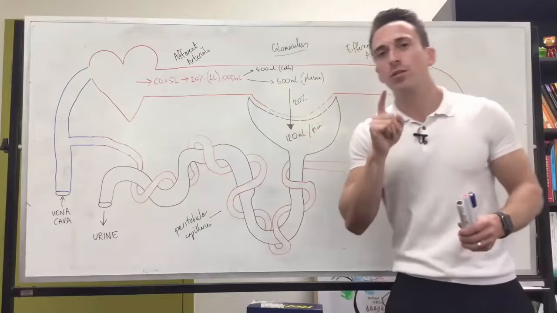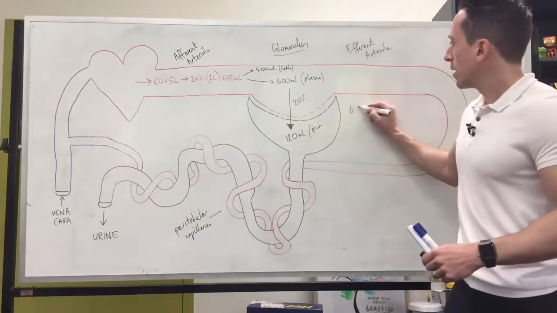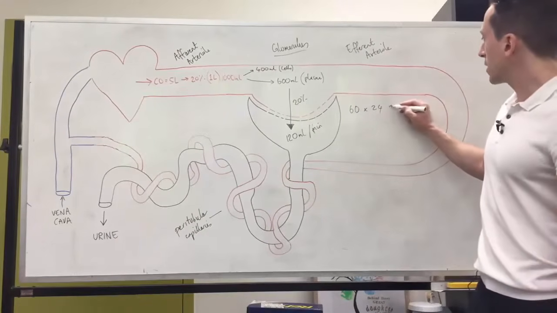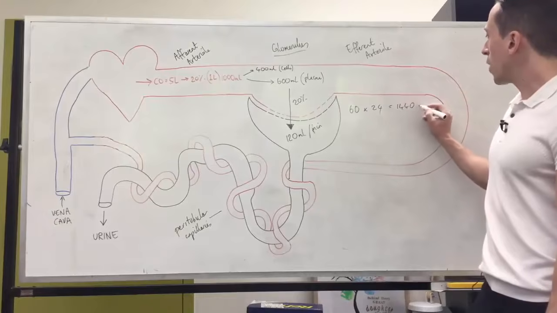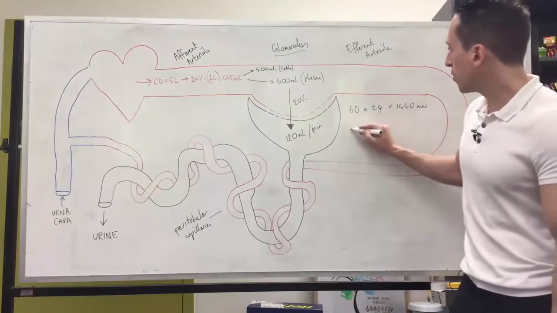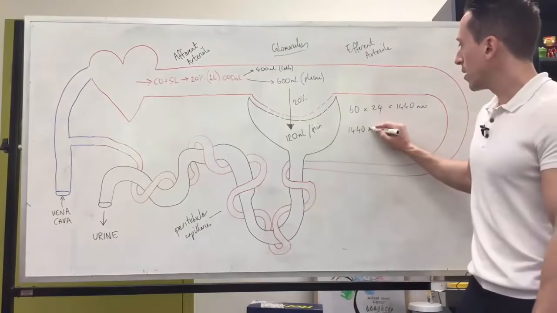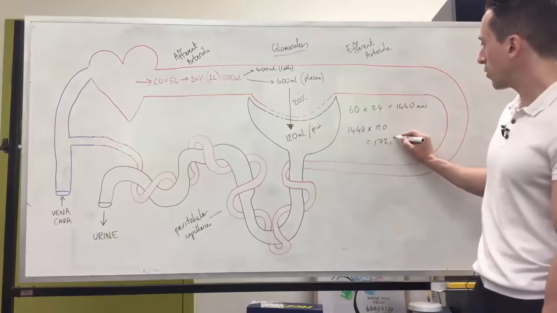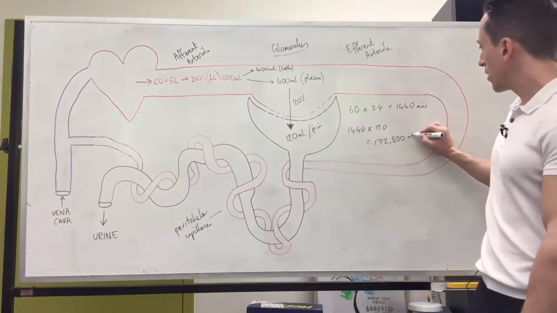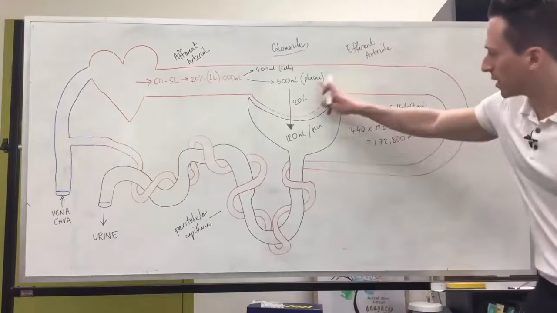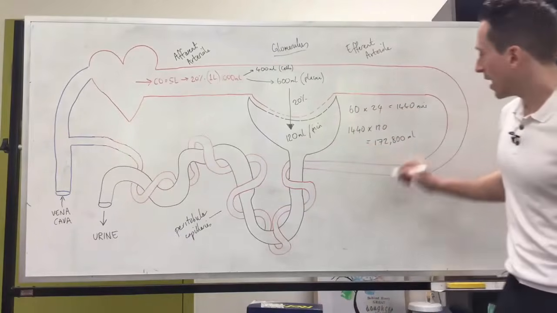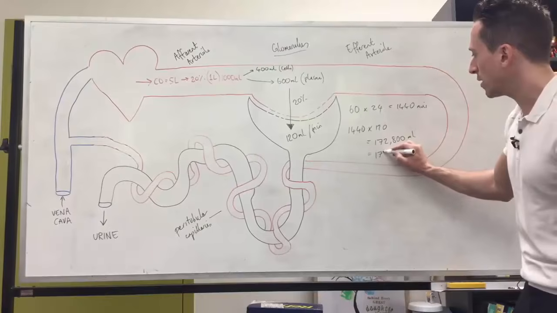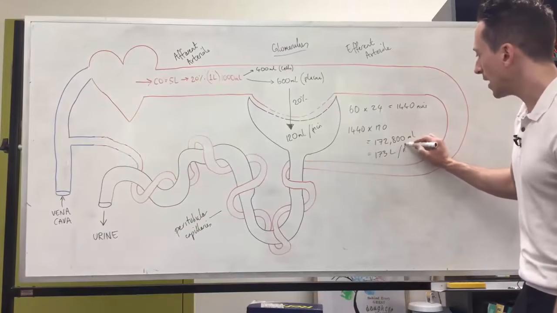Let's calculate how much is getting filtered per day, right? So if that's per minute, if we've got 60 minutes in an hour times 24 hours in a day, that gives us 1,440 minutes. If we multiply 1,440 minutes by 120, then that will give us around about 172,800 milliliters. So every day we filter into our nephrons 172,800 mils. That is, let's just round it up to 173 liters per day we filter.